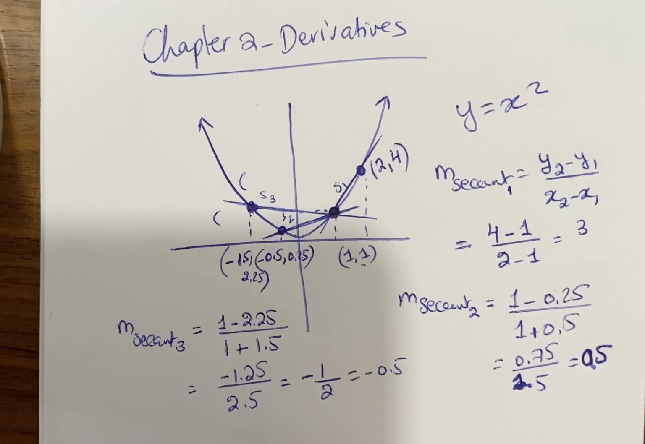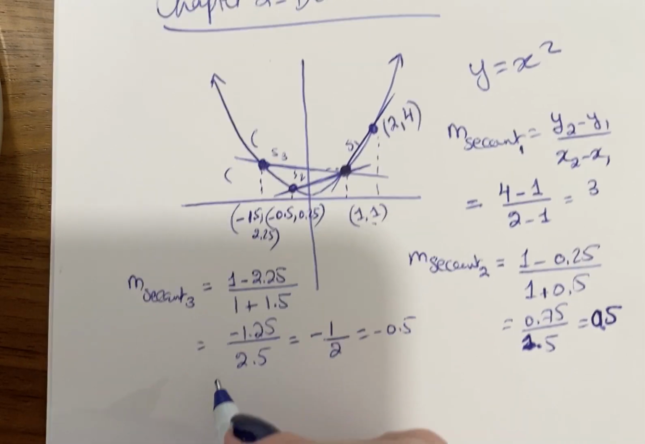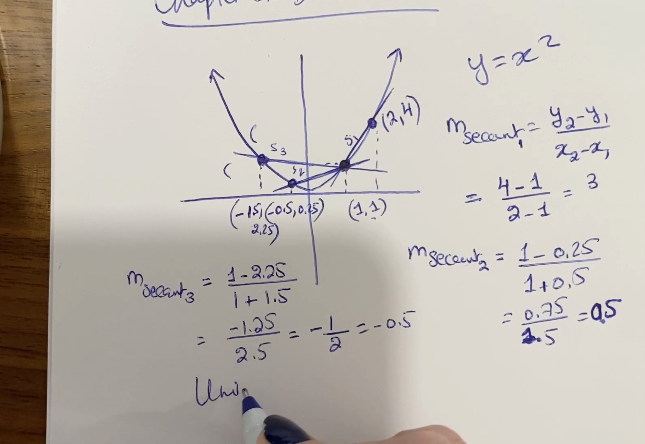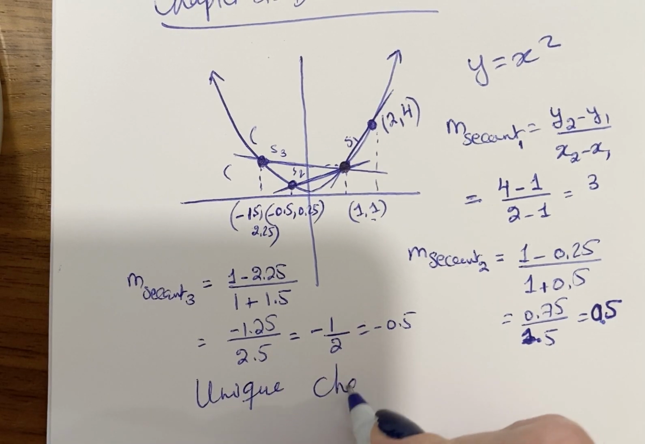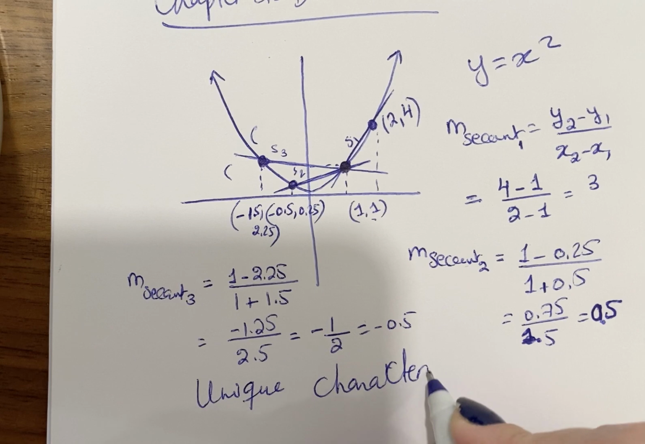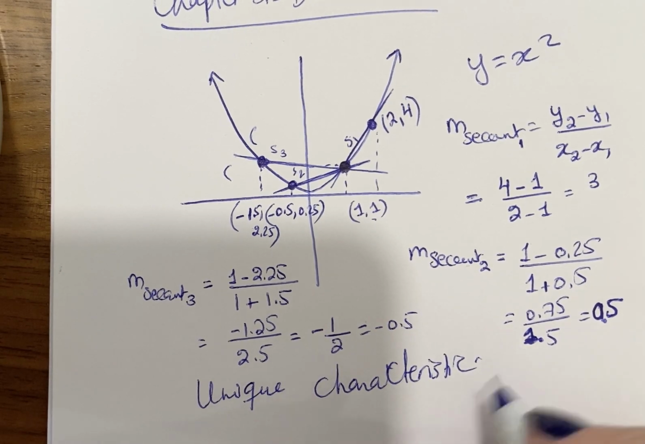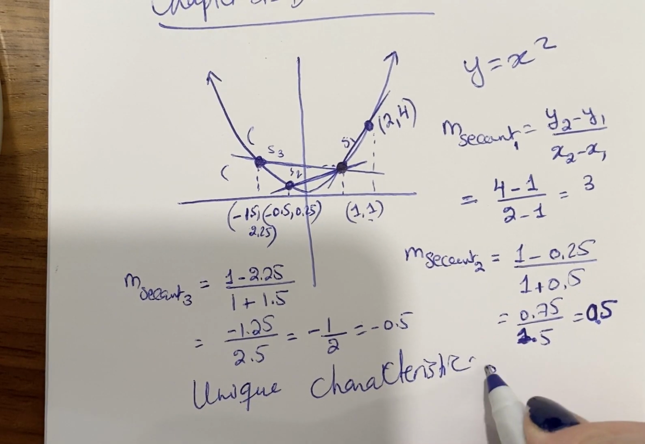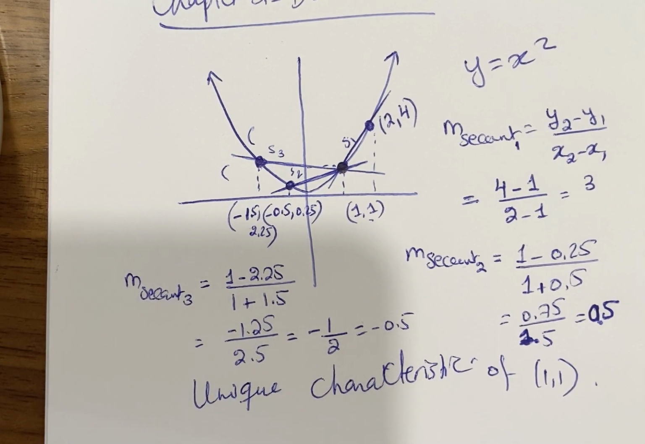How many such secants can we create? We can create infinitely many such secants. So is it a unique characteristic of the point (1, 1)? No. Every one of you can choose a different point and calculate a different slope. So they failed.